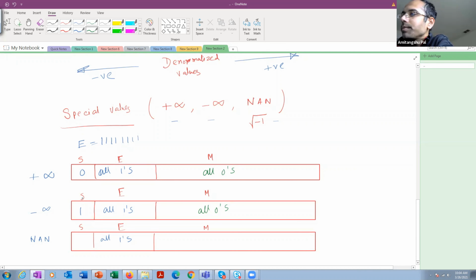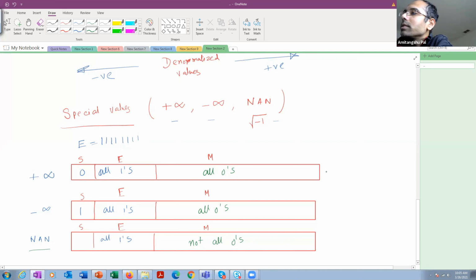Now, in case of not a number, the sign bit can be anything. All the exponent bits are all ones. And in case of the mantissa part, not all the mantissa bits are going to be zeros. Not all zeros. Clear to everyone? So if all the exponent bits are all ones, that means it represents special values. So it can be either plus infinity, minus infinity, or not a number. So then you need to check the mantissa bits.